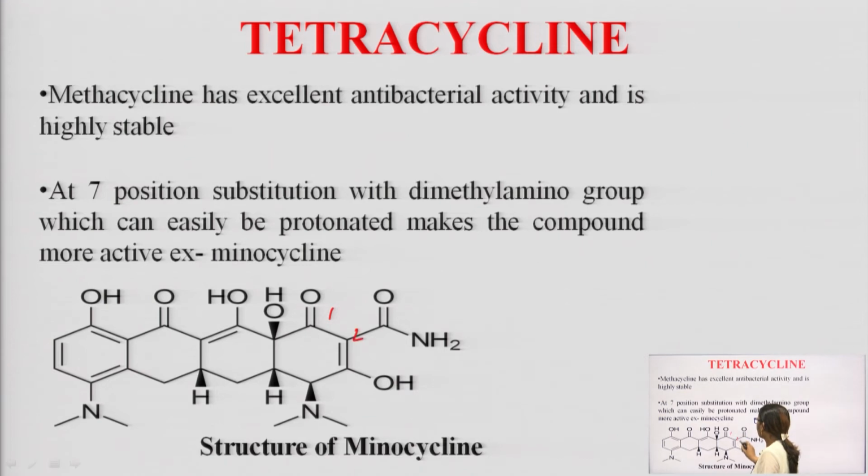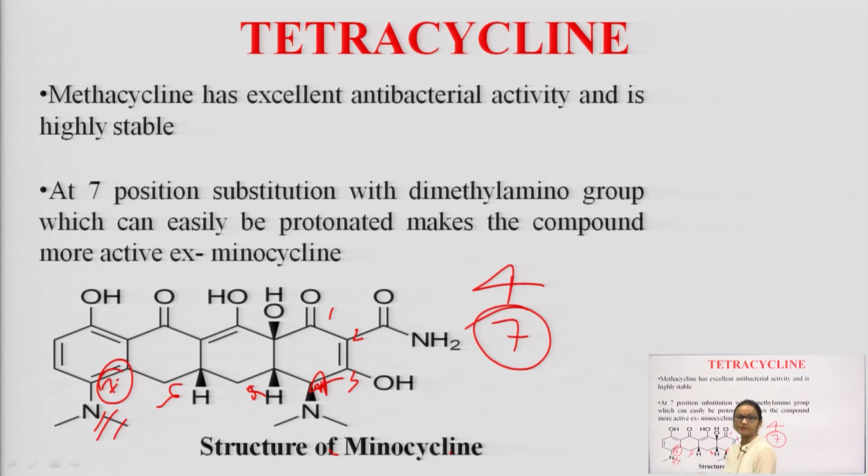1, 2, 3, 4, 5, 6, 7. This is the 7th position. At the 7th position with a dimethyl amino group, minocycline is having 1 mole of dimethyl amino group. The dimethyl amino group at the 4th position is essential. At the 4th position it is essential, but when we attach 1 dimethyl amino group also at the 7th position, then what happens? The activity is more.